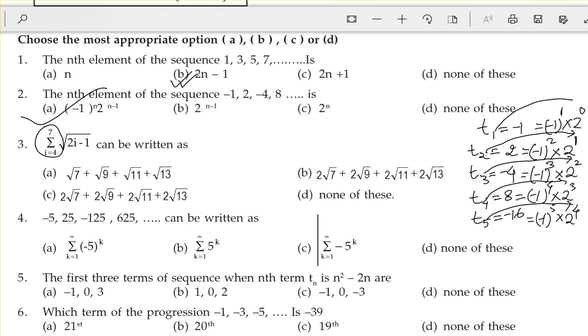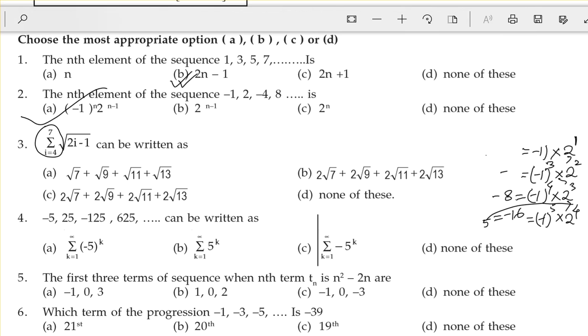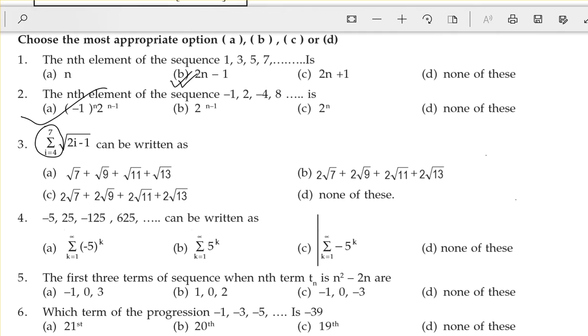See this symbol sigma. This sigma has a specific meaning. Sigma means sum from this to that. What is this and what is that? Let me tell you. i is equal to 4 to 7. We read it like that: sum of this thing when i is equal to 4 to 7. 4 to 7 means you have to start from 4 and go up to 7.